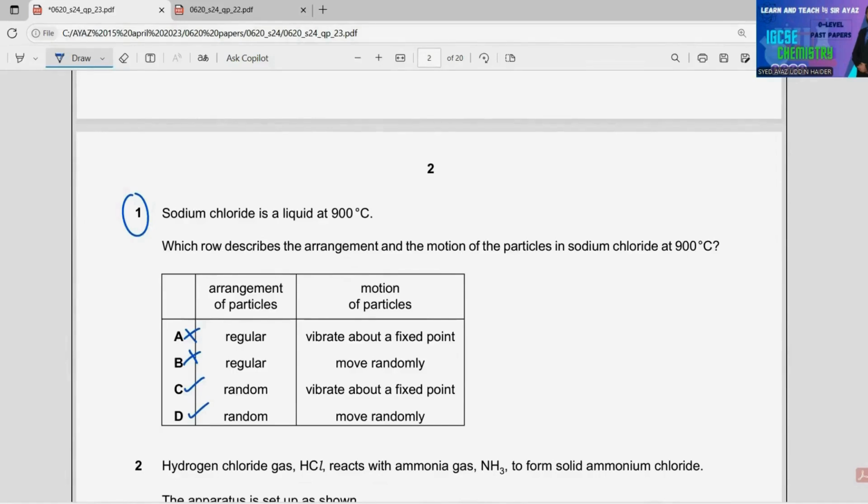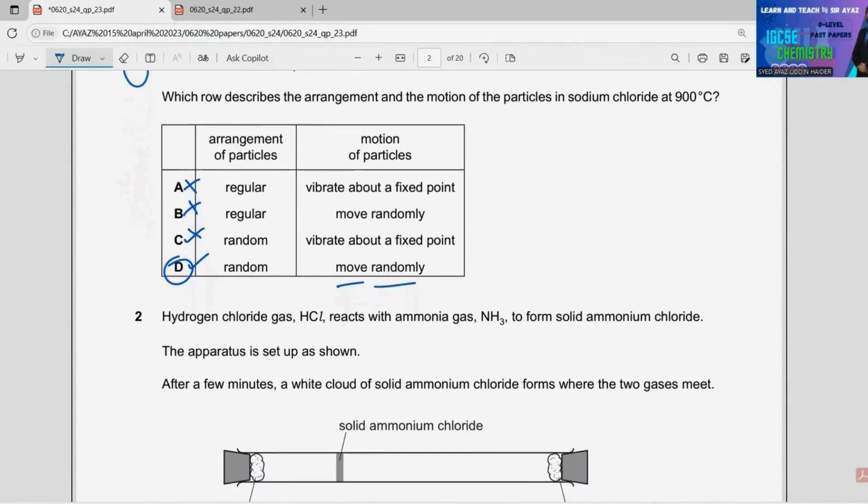What about the motion of particles? They can't vibrate because it's not in the solid state. So C is also incorrect. D must be the right answer. These particles move randomly.